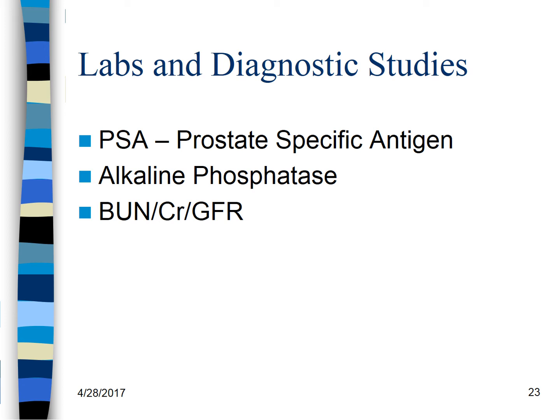They may also do an alkaline phosphatase, which should be below 200. This alkaline phosphatase will be elevated with metastasis to the bone. And they may do a BUN, creatinine, and glomerular filtration rate for your kidney functions, because this can impact the disorder or obstruction on the kidneys, so we want to make sure that they are functioning correctly.